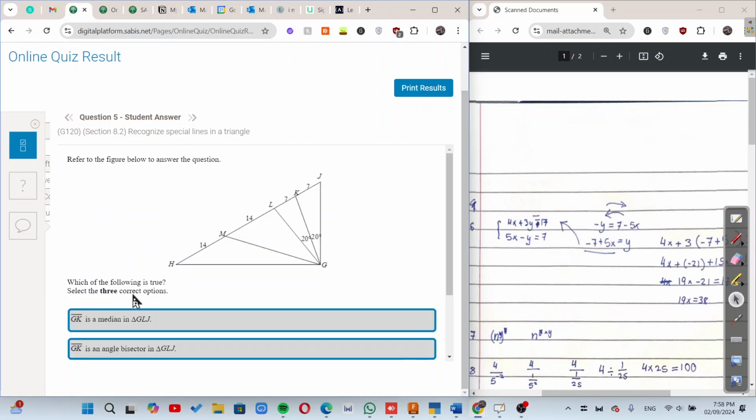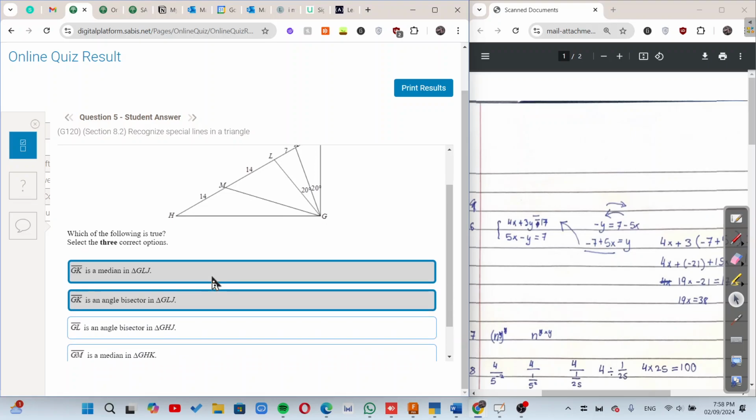Okay, so here, which of the following is true? Is JK a median in JLG? So we have JK here, and we have the triangle JLG here. Is it splitting this triangle in half, making this 7 and this 7? Yes, so it is a median. Now, next option says JK is an angle bisector in JLG. JK is an angle bisector because see, it's bisecting it into 20 and 20, which are both equal angles.